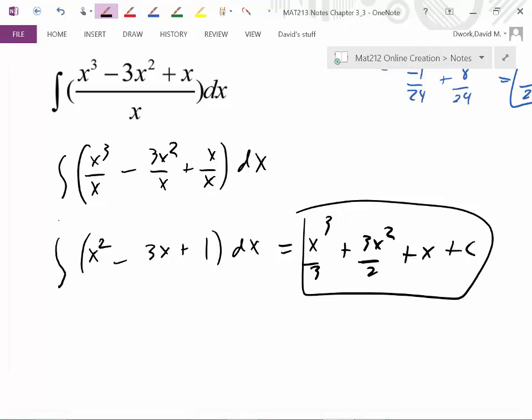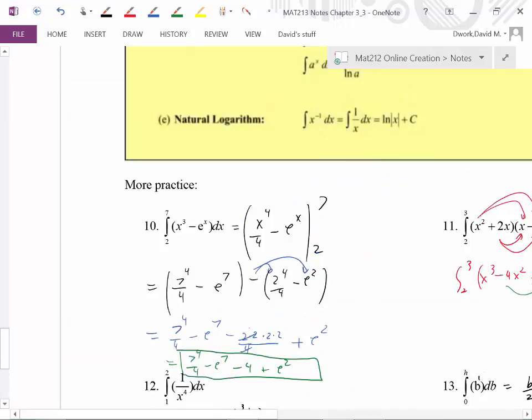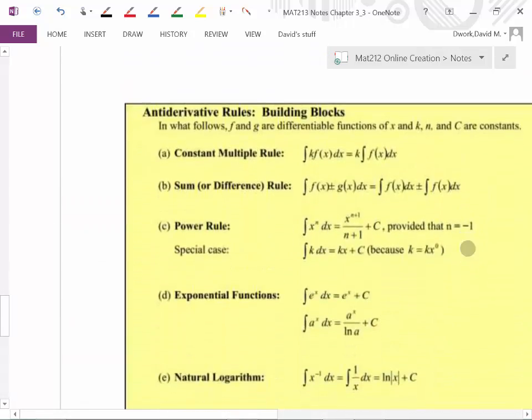So we need to make sure we tell them the x cubed would be divided by 3, the 3x squared would be divided by 2. All these terms, we know what these are. The only thing was we don't know if there was originally a constant, so we're going to put a plus c there. Okay? So, what were the big ideas from this section?